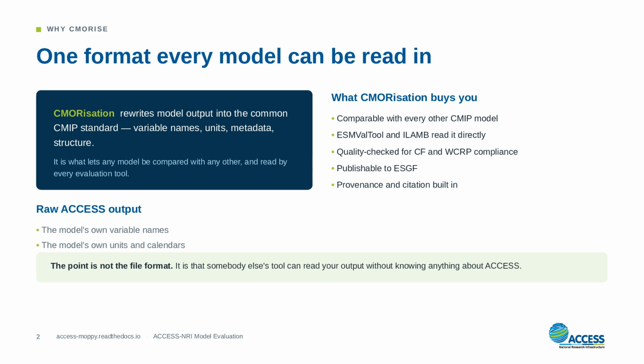Raw ACCESS output is written the way the model wants to write it. Its own variable names, its own units, its own file layout. CMORisation rewrites that into the common CMIP standard. Standard names, standard units, standard metadata, standard structure. That's what lets any model be compared with any other. And it's what lets evaluation tools, like ESM-Valtool and EYE-LAM, read your output without knowing anything about ACCESS.